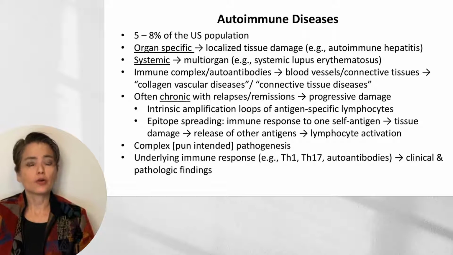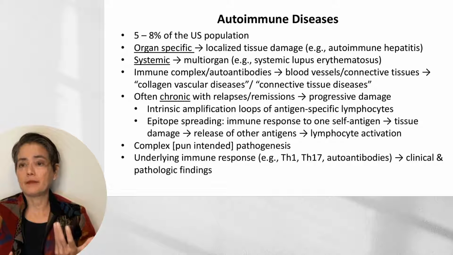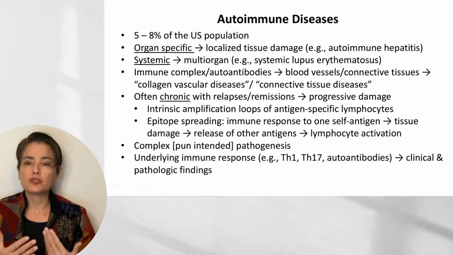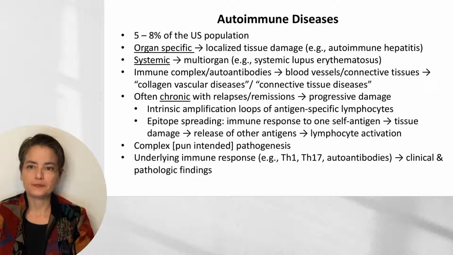Autoimmune diseases are often chronic, with multiple relapses and remissions that progressively damage the tissue. And the reason we see this particular pattern of disease is because recall that the immune system has intrinsic amplification loops of antigen-specific lymphocytes. And this allows a small population of antigen-specific lymphocytes to address, for example, a microbial infection. But when we're addressing self-antigens, we can get this relapse and remission in disease.